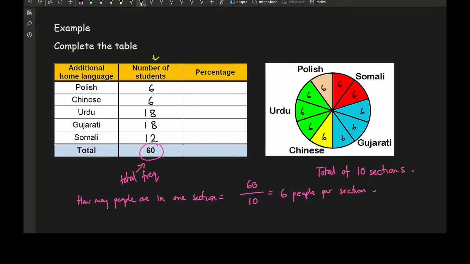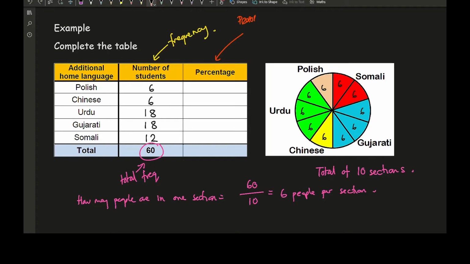So if a worded question was to ask me, well, if 60 people were asked in total, looking at the pie chart, how many people have an additional home language of, let's say, Gujarati, then what you'd need to do is work out how many are in one slice and then multiply it by how many slices are in the Gujarati section. Now, in terms of the percentage, what we need to look at is the proportion.